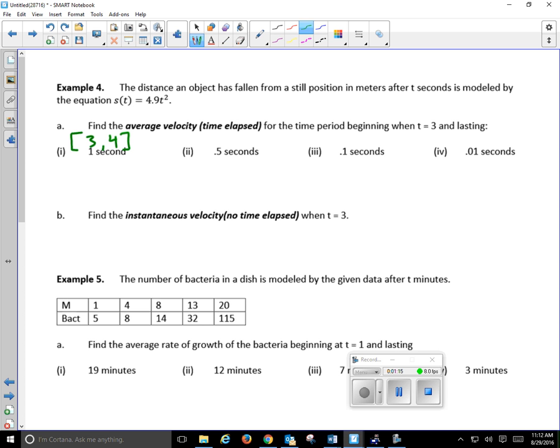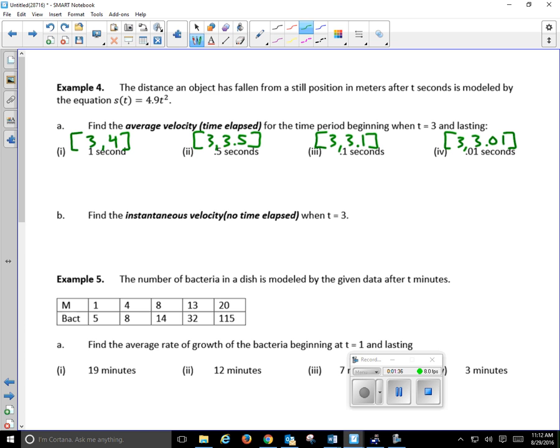What if it's lasting 0.5 seconds? And 0.1? Very good. And 3.01. So what's happening in the interval as I move along here? It's getting smaller, it's getting closer to 3.